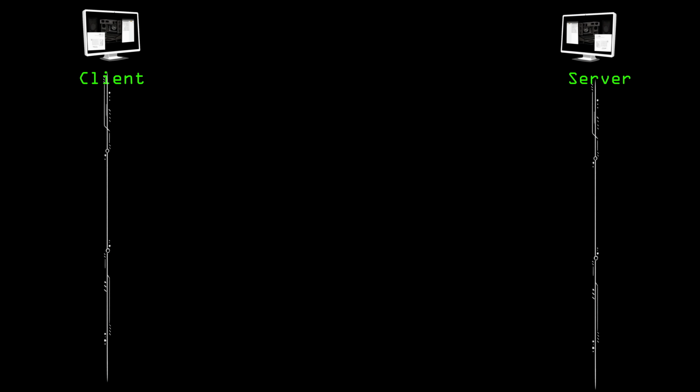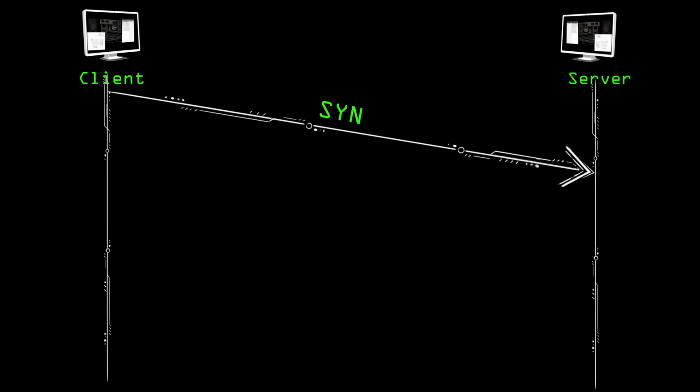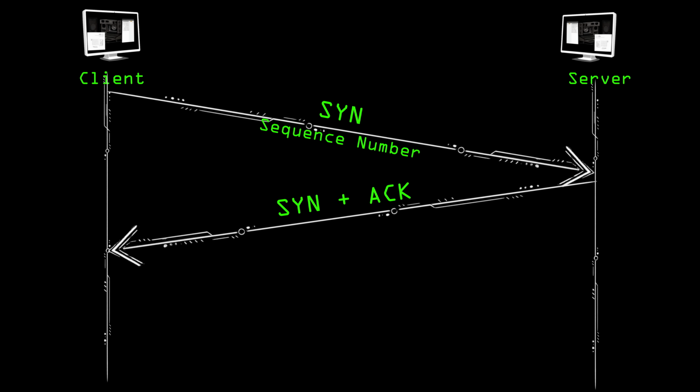In the first step, the client sends a SYN or synchronize packet to a server. This is like calling your friend and saying, "Hello, I would like to talk." Along with the request, the client also sends its initial sequence number. After receiving the request, the server responds with a SYN-ACK packet.